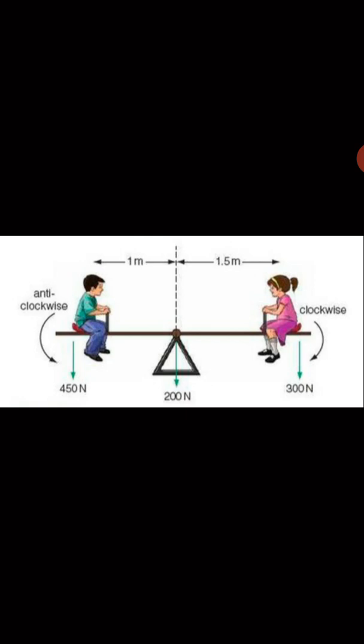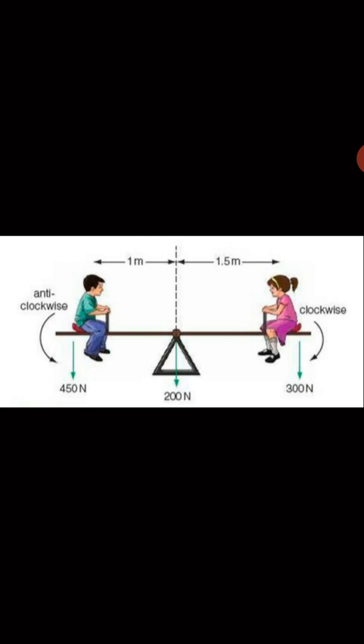Let's see now one more example. Here on a seesaw, a boy is sitting on the anti-clockwise side of the pivot, and the pivot is at the center. The force on the pivot is 200 Newtons. We'll ignore that. Now we'll just see the forces on the right and the left. The force acting on the girl is 300 Newtons, and she's sitting on the clockwise side.